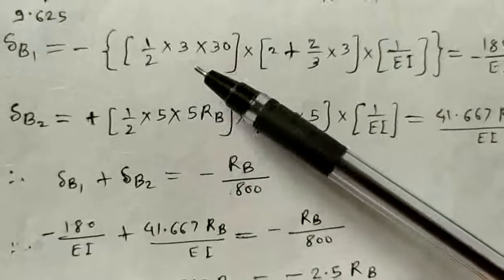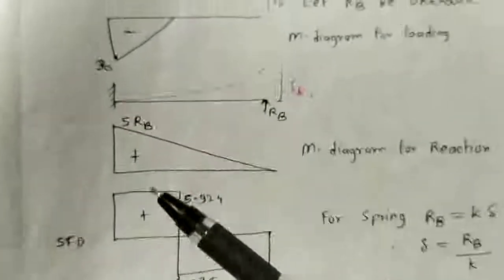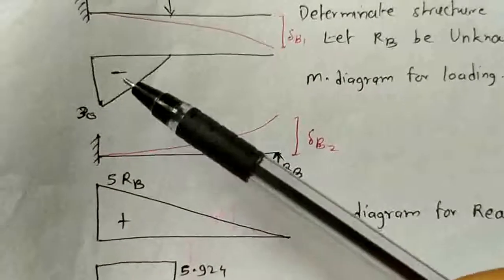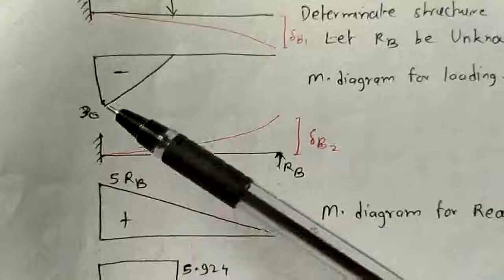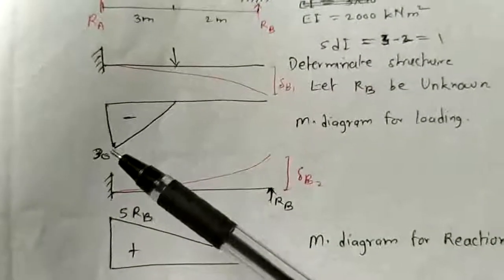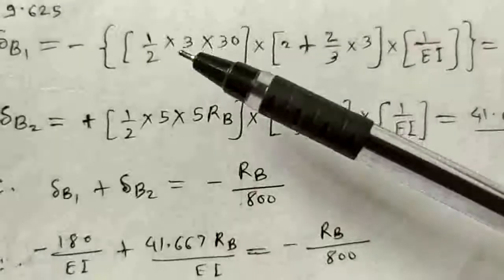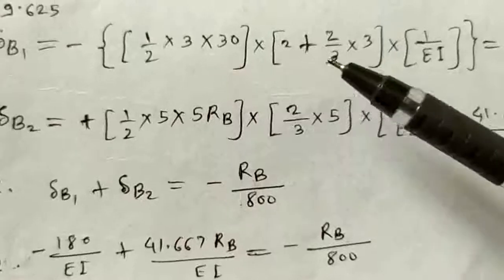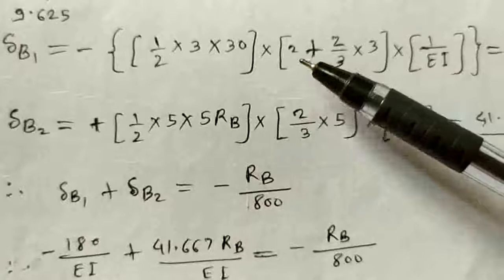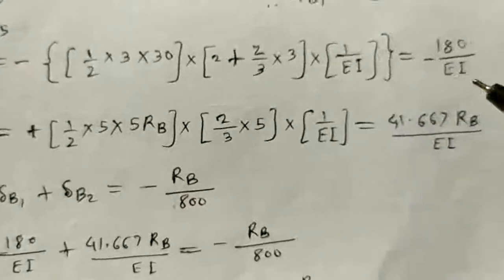So the first one is the area. Of course we are getting a triangular shape, so consider the area of this triangle, that is half of base into height. This base is 3 meter and height is also 30. So now I have written here the area of this triangle. Next, its centroid distance measured from point B into the EI variation. Just we are getting this answer.